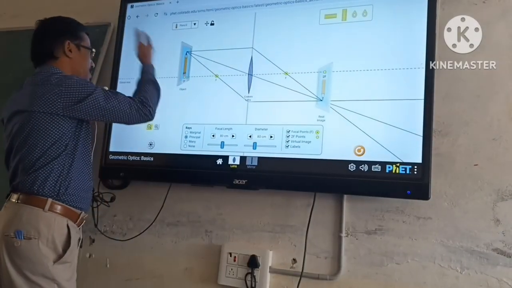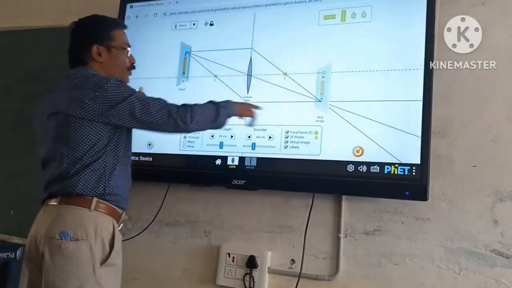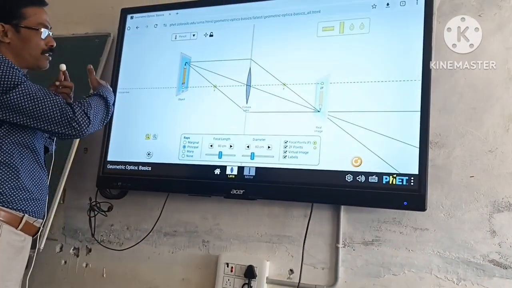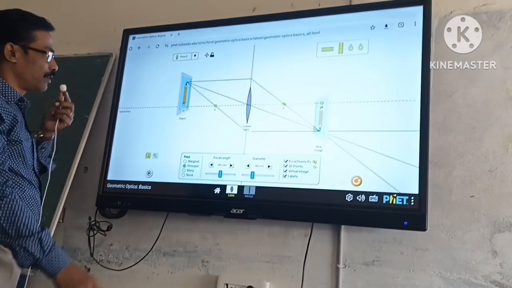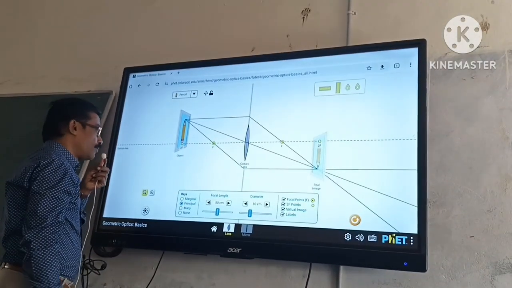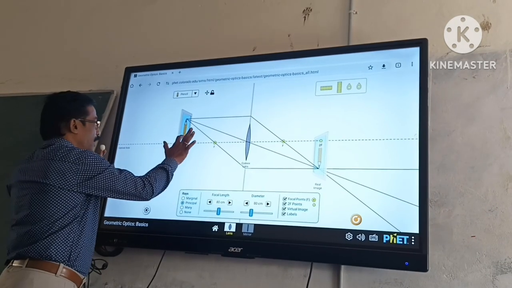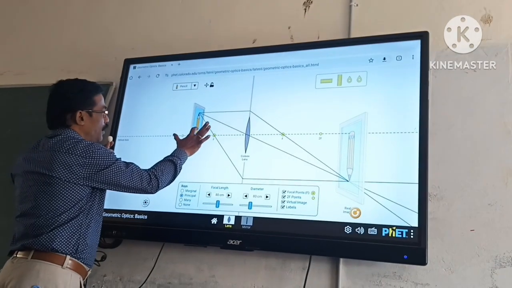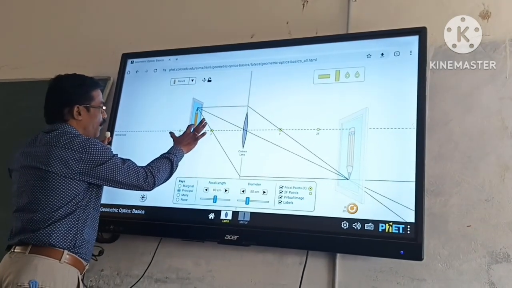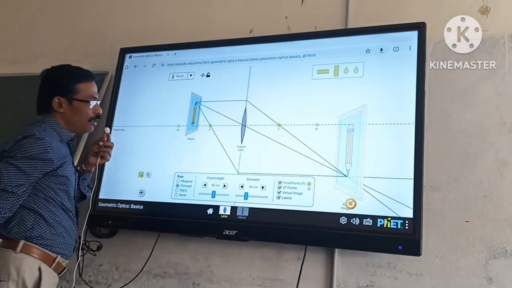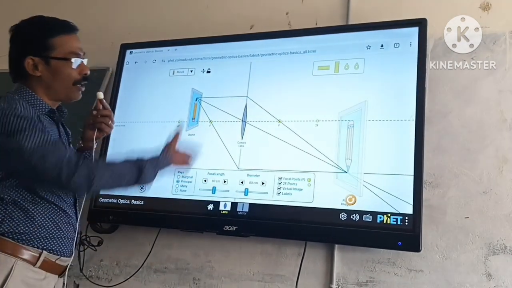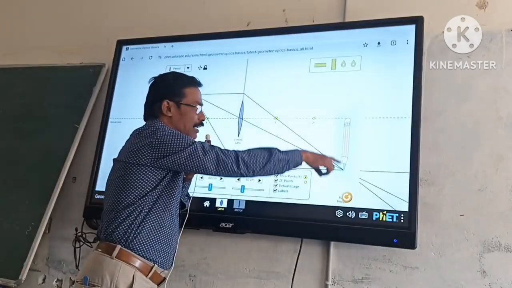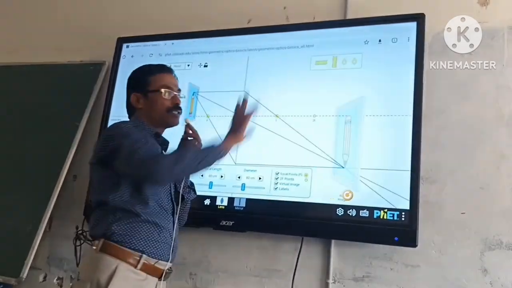Here also I placed the object at the center of curvature, at 2f, and the image is formed at the same place, 2f. Size of the image is equal to size of the object. This is another position of the object. Then if you put it between f and 2f, what happens? You observe. The image is formed beyond 2f. Here is the image formed beyond, and this is a real, inverted, enlarged image.